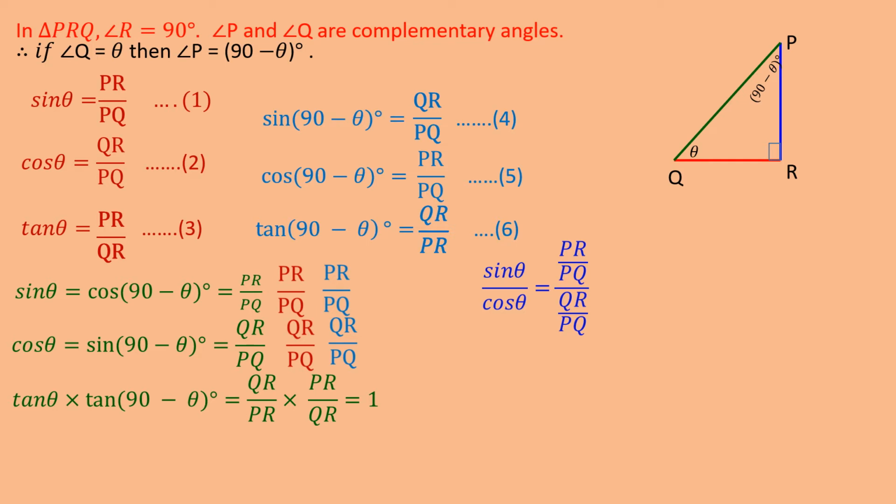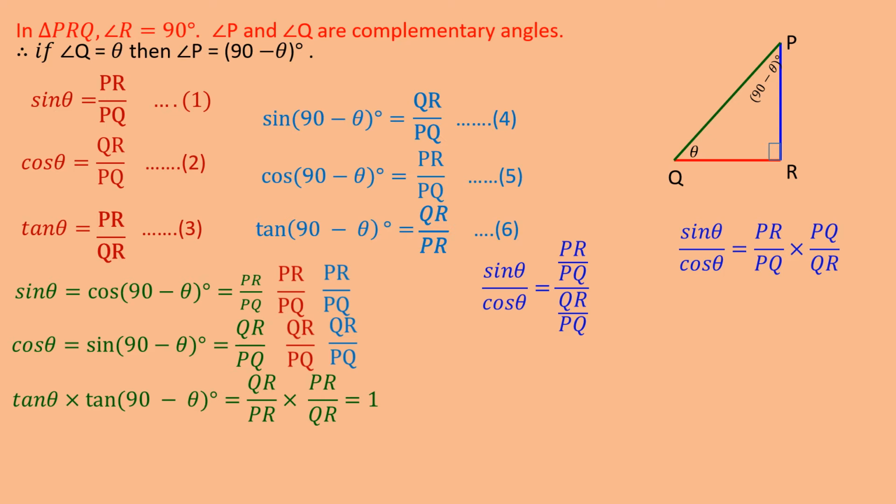Similarly, one more thing, let us check sine theta upon cos theta. As you know, sine theta is PR upon PQ and cos theta is QR upon PQ. So we have kept one below the other. The same thing we can write in multiplication form. So PR upon PQ, the numerator, will remain as it is, but the denominator, which was QR upon PQ, will turn to its reciprocal. So it will become PQ upon QR. So sine theta upon cos theta will equal PR upon PQ multiplied by PQ upon QR.